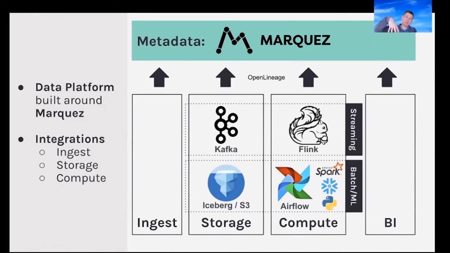And often you have a streaming layer and you have a batch layer, and you might use different tools for compute, whether in streaming or batch. And here I'm giving some examples, but people use different systems. And then you use Marquez to centralize the collection of all the metadata once it's been instrumented with OpenLineage.